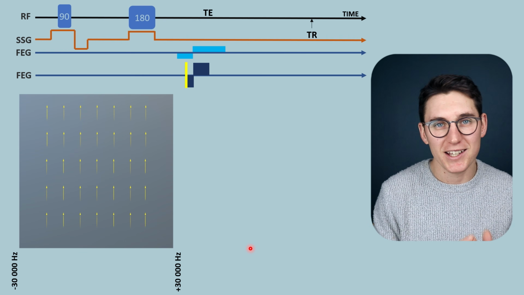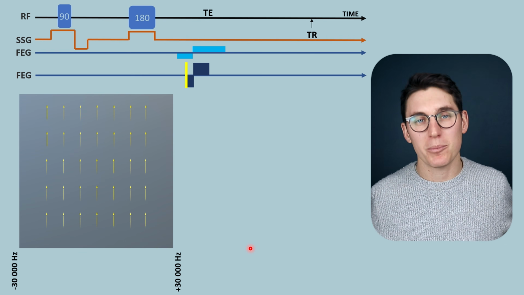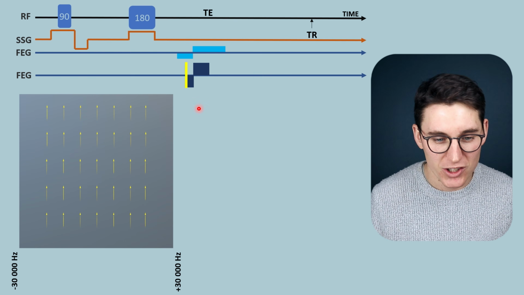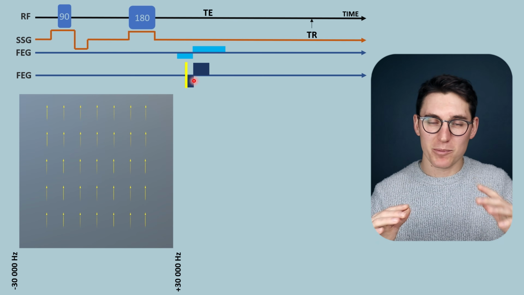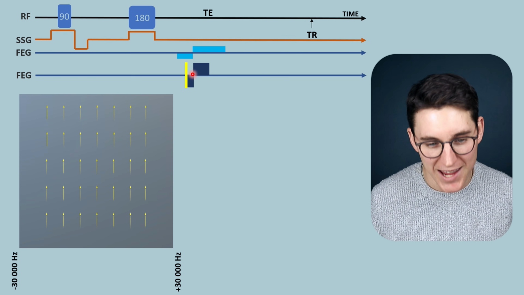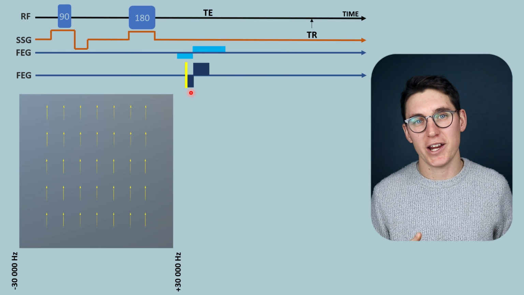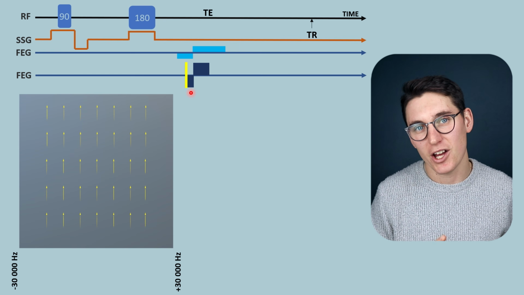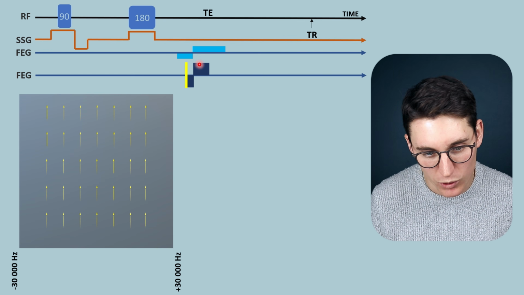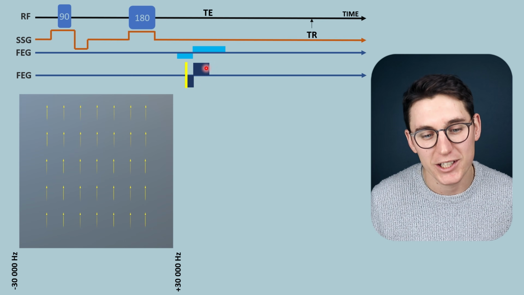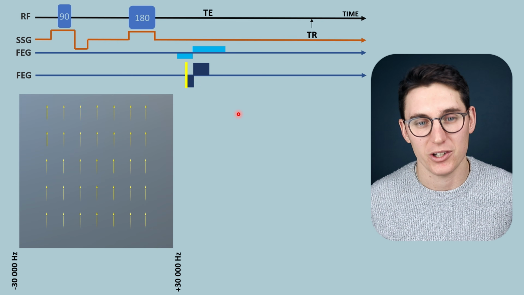Our bandwidth here is 60,000 Hertz. We've doubled the bandwidth. Now, as you can see, doubling the bandwidth means we need a stronger gradient. The amplitude here is much higher. We're applying a stronger gradient, and we need to apply that stronger gradient for a shorter period of time. And we're going to work out exactly how long we need to apply that frequency encoding gradient.